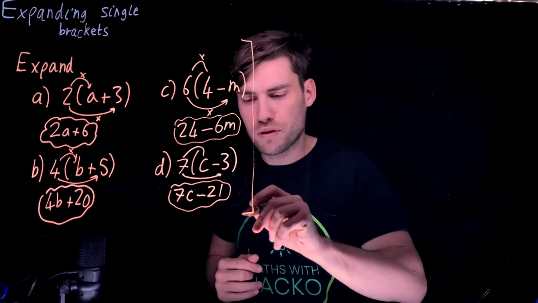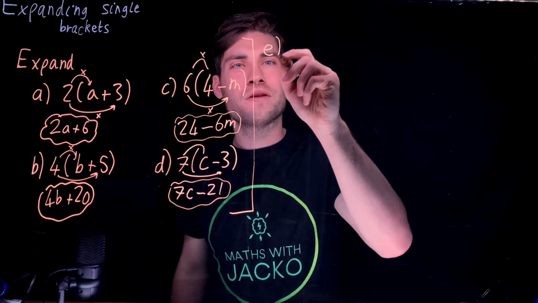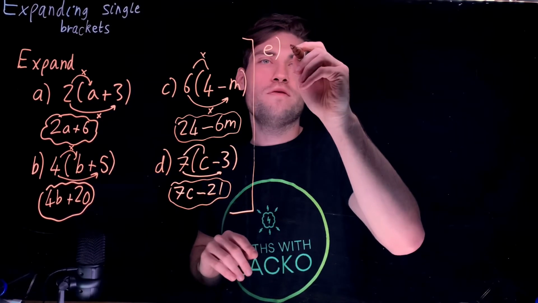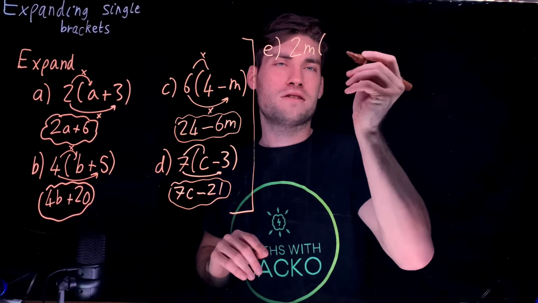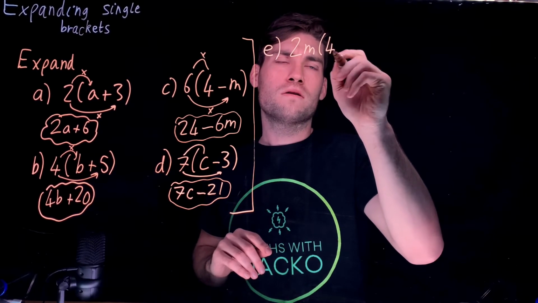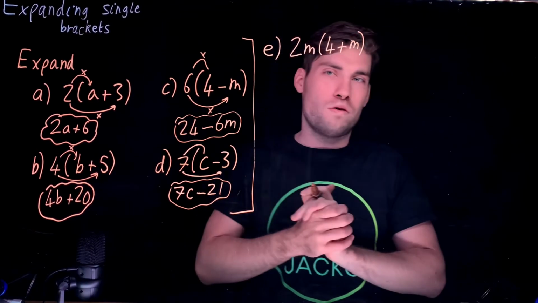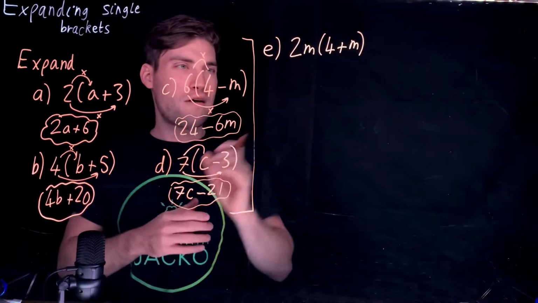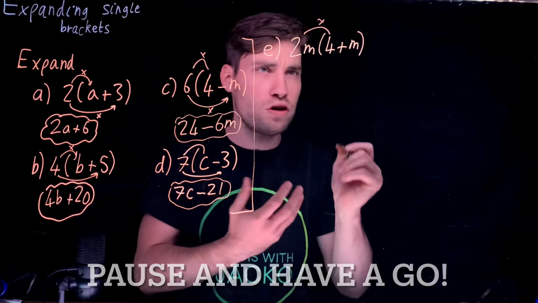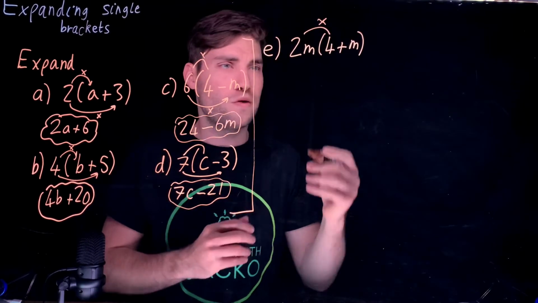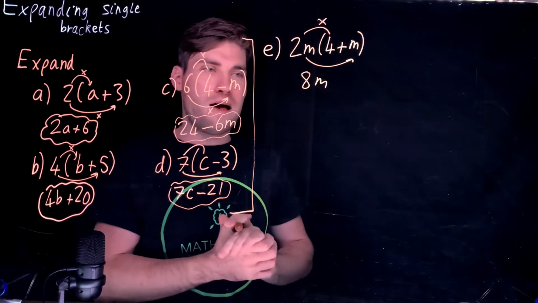Right, okay, so let's box this off. I'm going to step it up that little bit more, okay? Right. E. Let's change up slightly now. So let's say we've got 2M brackets 4 plus M. Right, let's see. So pause the video, have a go at that one. Okay, so 2M times 4. You should have got this one because it's just what's 4 lots of 2M, and that's just 8M. Right, 2M times M. Right.